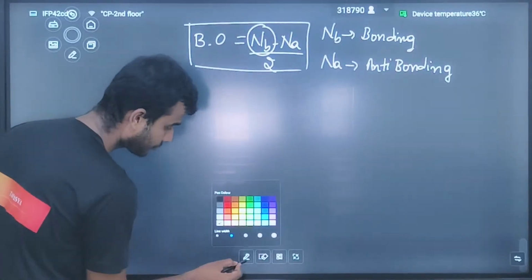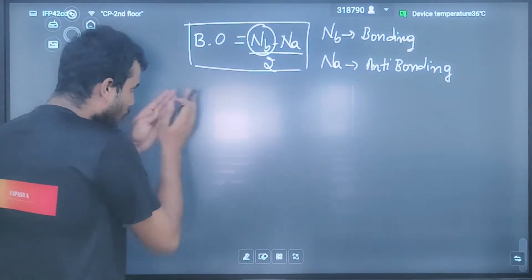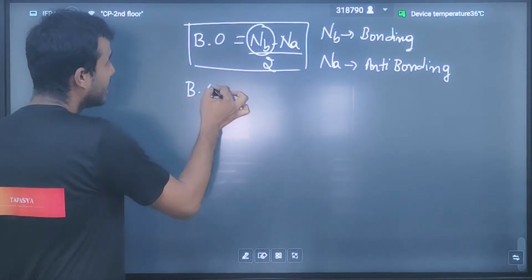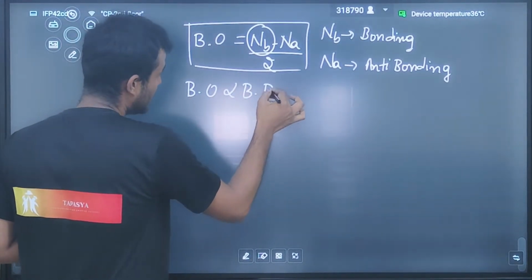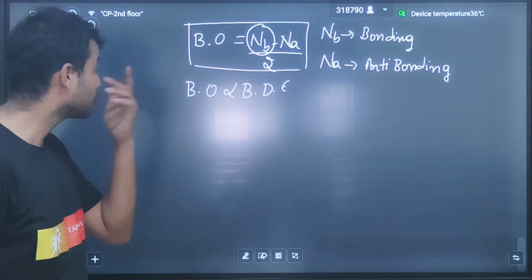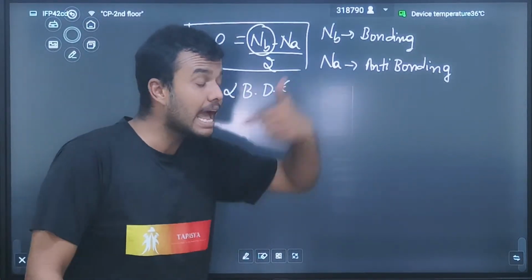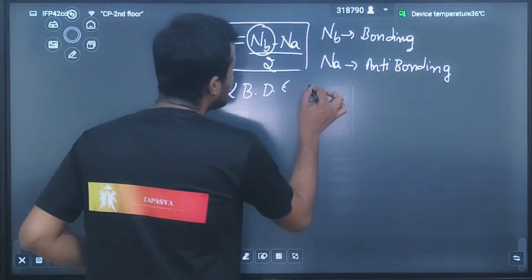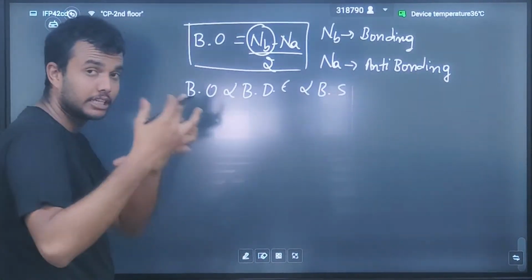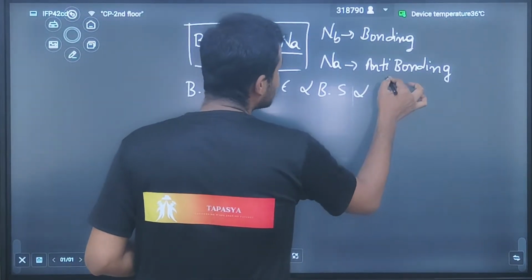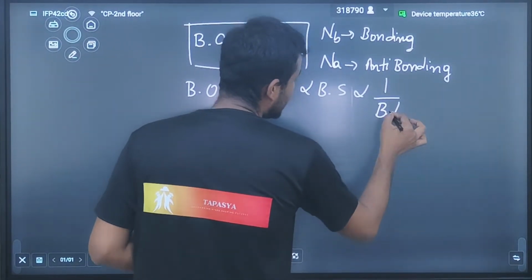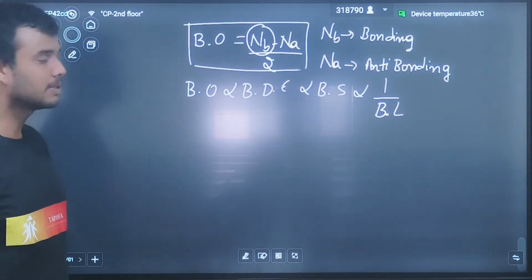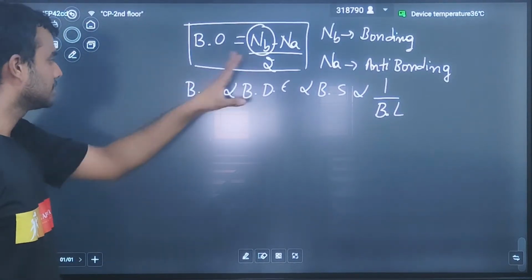So let's look here. In the case of bond order, you must know that bond order is directly proportional to the bond dissociation energy of the bond. If the bond order is low, you require less energy to break the bond; if it is high, you require extra energy to break the bond. It is directly proportional to the bond strength, so bond strength also increases. Then it is inversely proportional to the bond length. This is important: bond order, bond dissociation energy, bond strength, and inversely proportional to the bond length. I hope it's done, my dear students.